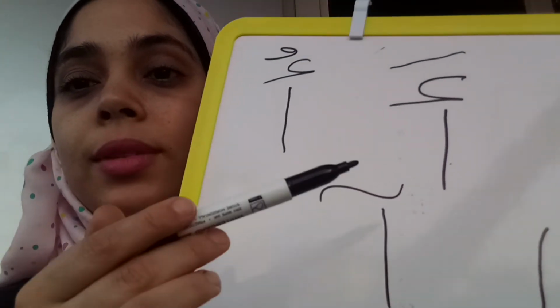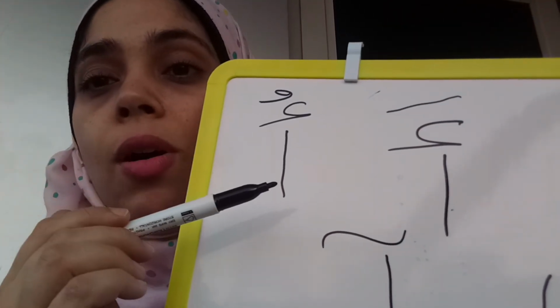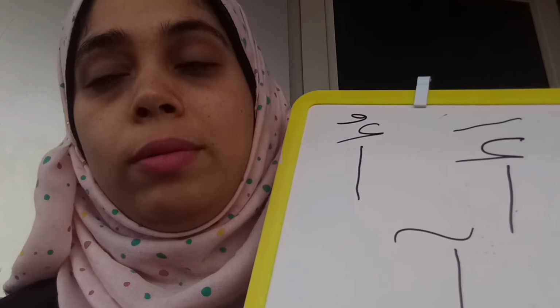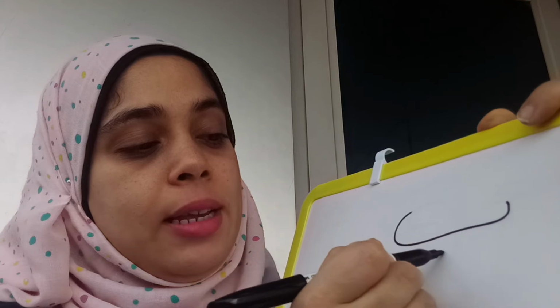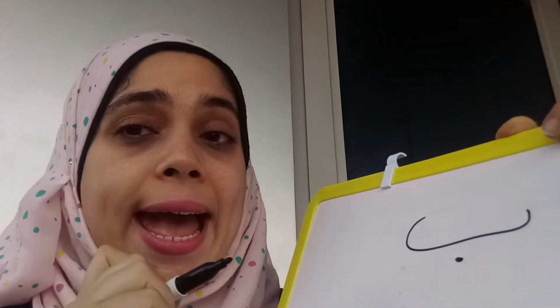This is e, and o. Okay, now let's go to the second letter, the second and the last letter for today. I don't want to make it too long a video for you. Okay, the second letter is ba. The name of the letter is ba.